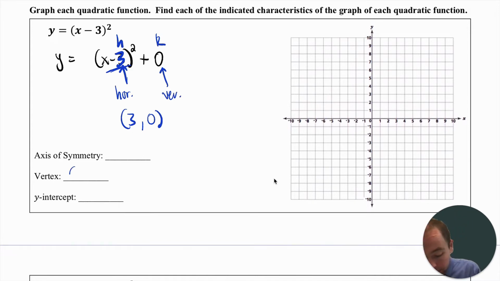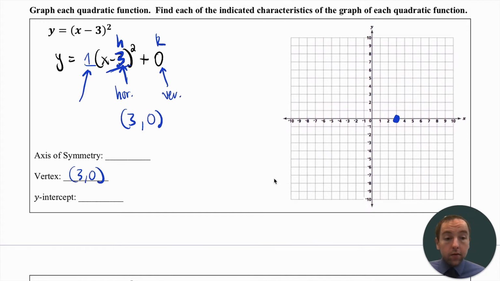So it does turn out that the vertex has coordinates (3, 0), and so this right here is going to be the vertex of our parabola. Now, the coefficient in front of that parentheses is really just a number 1, which doesn't really change anything in terms of stretching or compressing the graph.